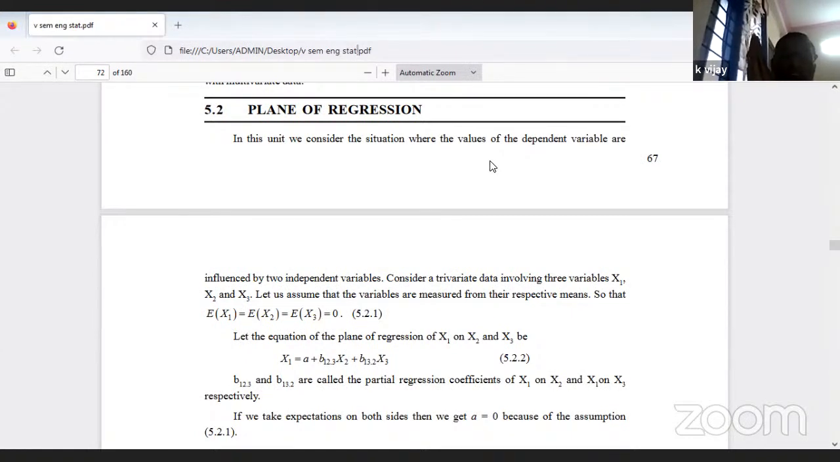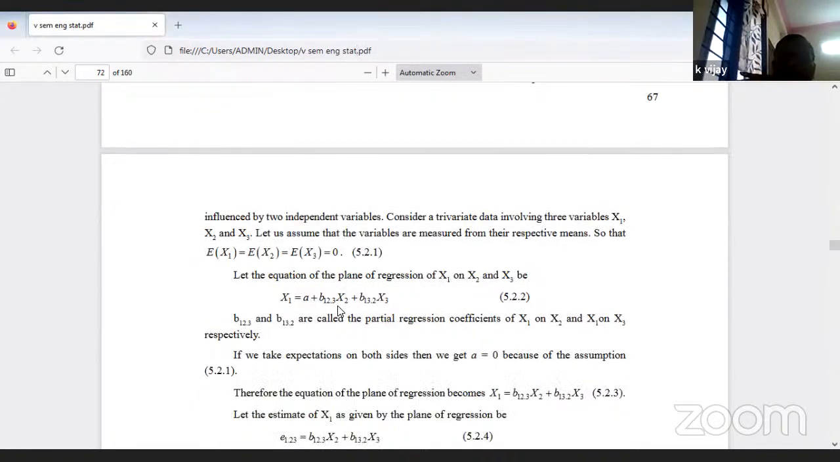So the equation of the plane of regression is X1 = a + b12.3 X2 + b13.2 X3. See here very carefully: a is a constant here, b12.3 is the coefficient of X2, and b13.2 is the coefficient of X3. So b12.3 and b13.2 are partial regression coefficients. Why are we taking them this way? In the X2 condition we take b12.3, and in the X3 condition we take b13.2.